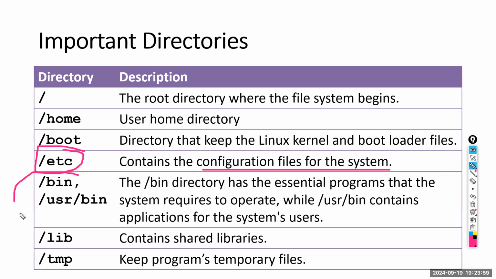And bin and usr bin. Those are just like the Windows program files folder. Your applications will be installed into the bin folders, just like the program files in Windows. Okay. And lib contains shared libraries, shared among different programs.